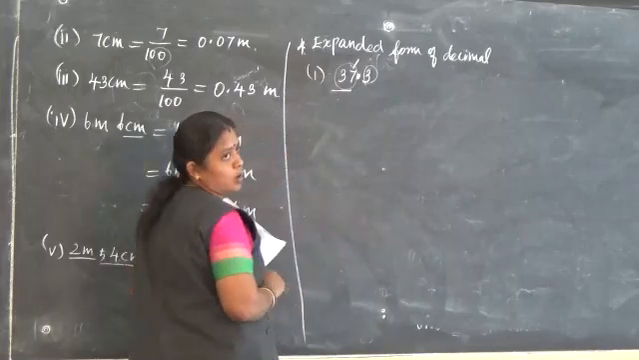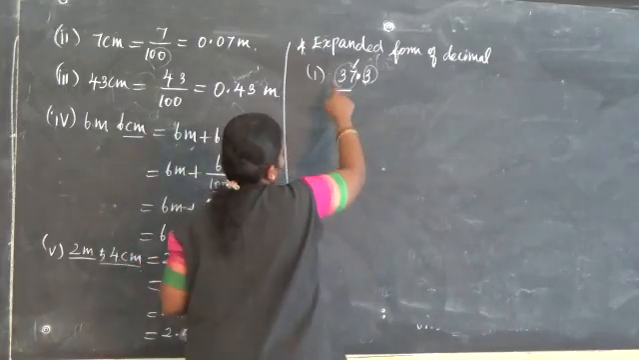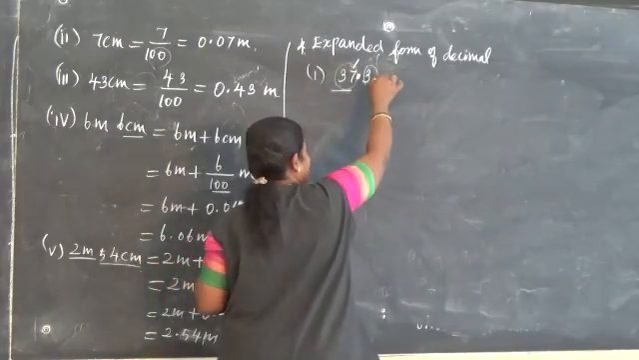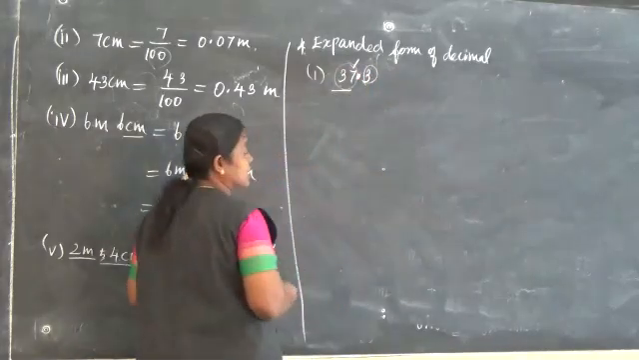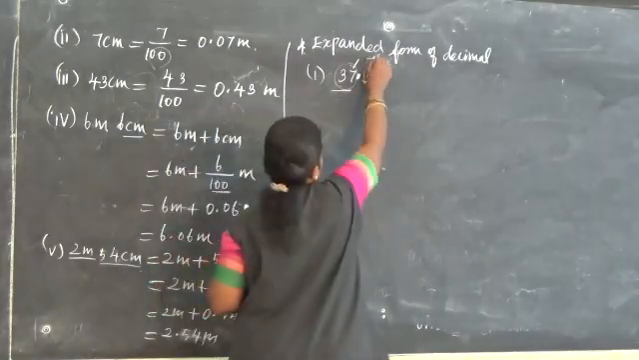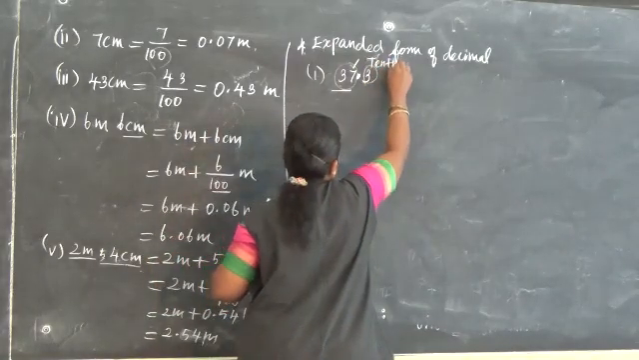7 is in the ones place. What is the place value of 3? After the decimal point, the decimal part is 3. What is the place value of 3? It is tenths.